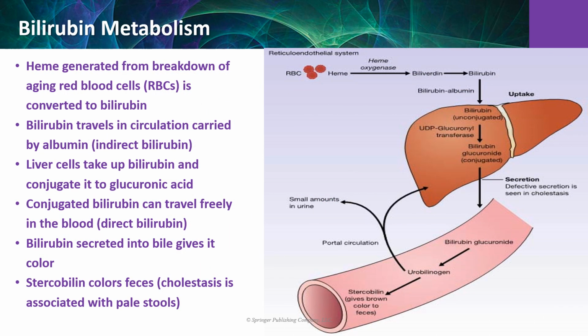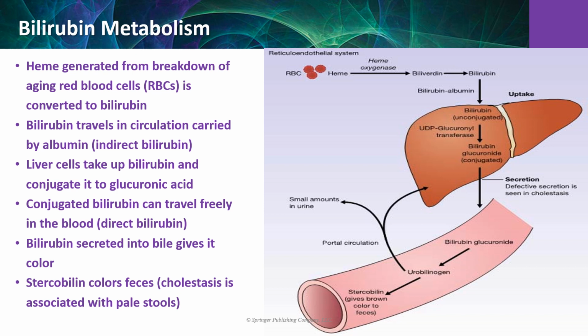The liver is responsible for the conjugation of bilirubin and the excretion of bilirubin by the bile ducts. Bilirubin is constantly generated from heme released with the breakdown of aging red blood cells by the reticuloendothelial system. Unconjugated indirect bilirubin is initially hydrophobic and nonpolar, and it will travel in the circulation bound to albumin.